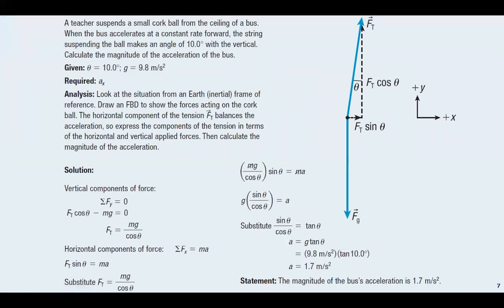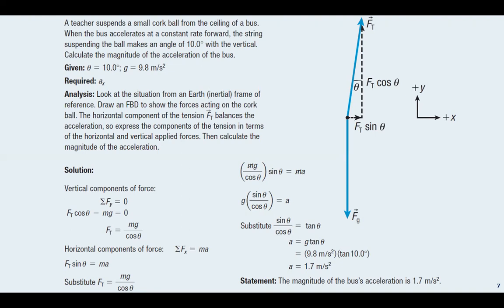So let's have a look at the solution here. We can draw a free body diagram like this, and look at the situation from an Earth frame of reference. Draw an FBD to show the forces acting on the cork ball. Then the horizontal component of the tension, Ft, balances the acceleration. So express the components of the tension in terms of the horizontal and vertical applied forces. Then we can calculate the magnitude of the acceleration.